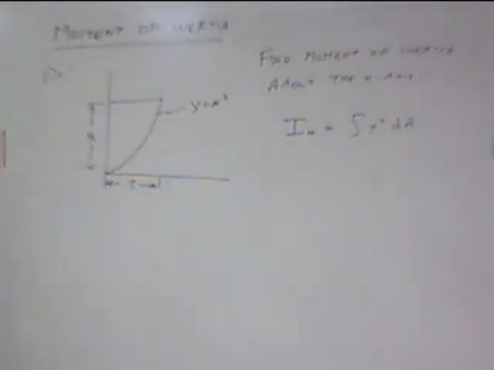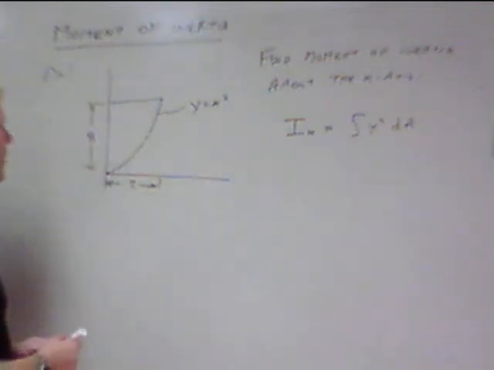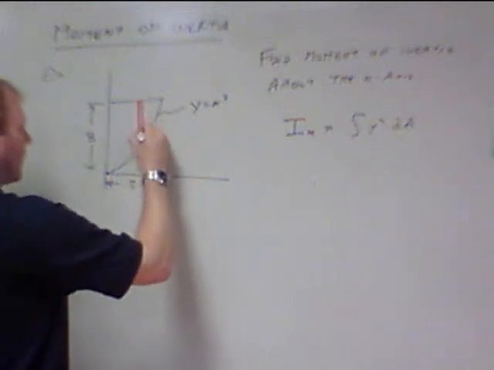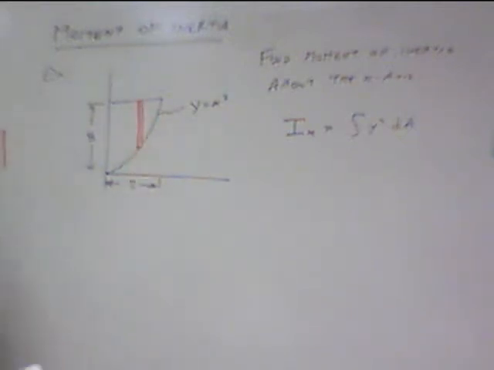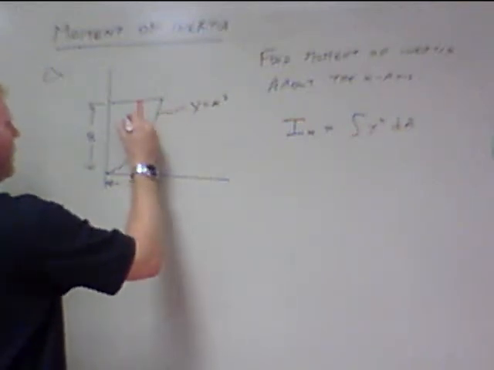Now, when you think back to centroids last week, we had the choice anytime of choosing a vertical rectangle. This distance here would be 8 minus y.